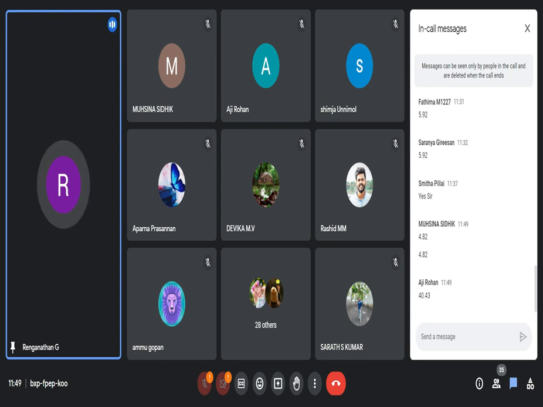Aji Rohan, it is not 40.43. No chance of that. O minus E the whole square divided by E, isn't it? Each one shows different answers. Check your figures.